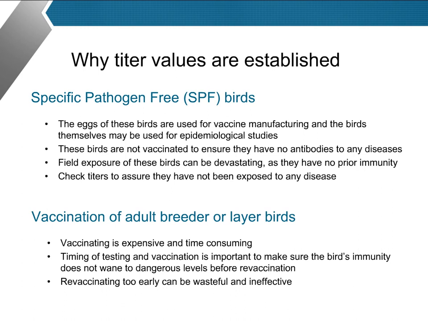In adult breeder or layer birds, vaccine is expensive and time-consuming. Timing of testing and vaccination is important to make sure the bird's immunity doesn't wane to a dangerous level before revaccination, as we saw in the previous slides with the chick. Revaccinating too early can be wasteful and ineffective, and so measuring these titers helps us pick the optimal time for revaccination.